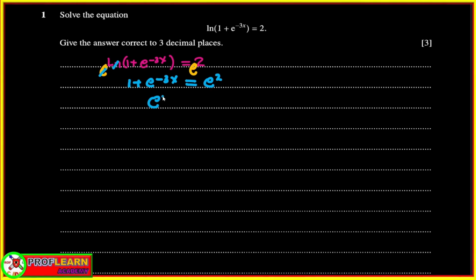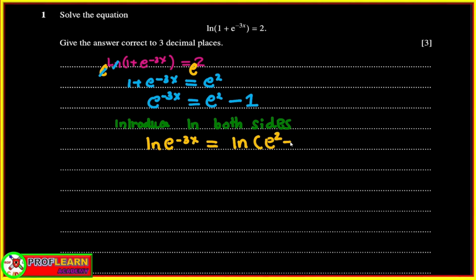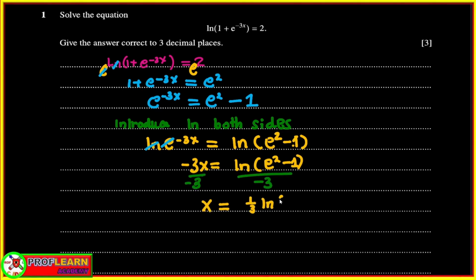Now if we take the 1 to the other side, we're going to have e^(-3x) = e^2 - 1, and then we can again introduce ln on both sides so that we can get rid of the exponent. So we're going to remain with -3x = ln(e^2 - 1). Now e^2 - 1 is a number, which we can plug into a calculator. We can also divide by -3 on both sides so that we remain with x, because the main objective of this equation was to find the value of x.